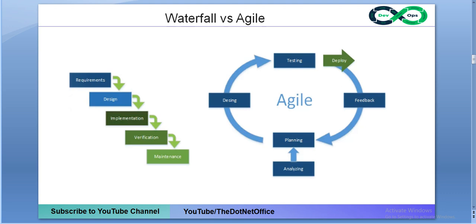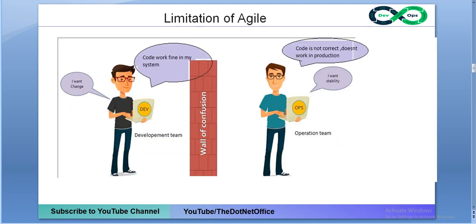But in agile everything is a continuous process. In every iteration we do the planning, design and testing, and then we deploy on the server. So everything goes continuously, and even the changes can go live whenever needed. So that is the advantage of agile, but there are still some limitations for agile. And what are the limitations?